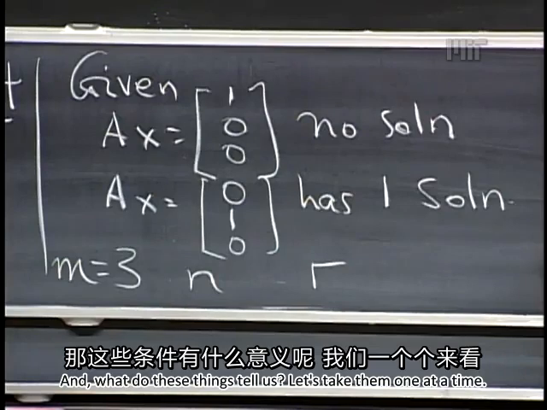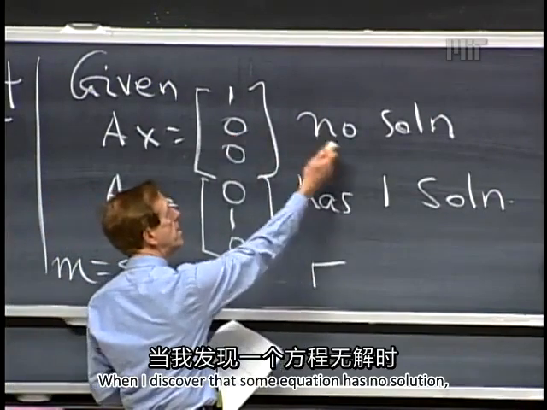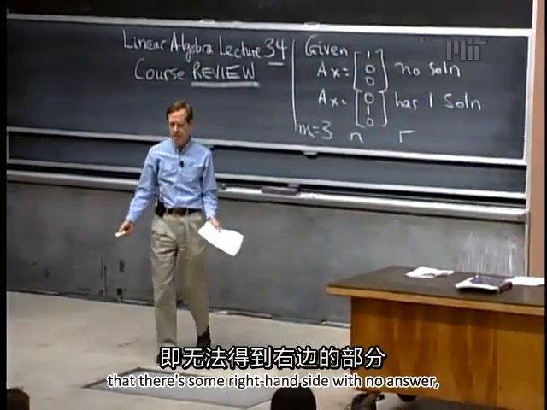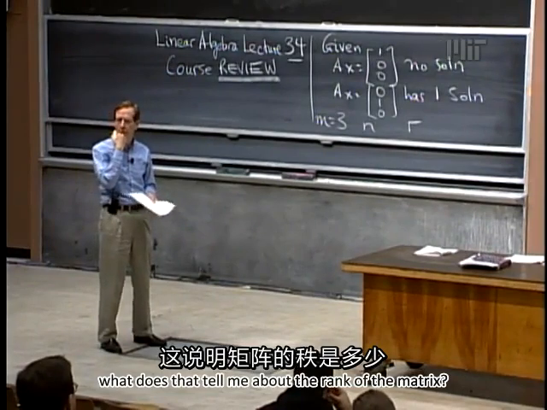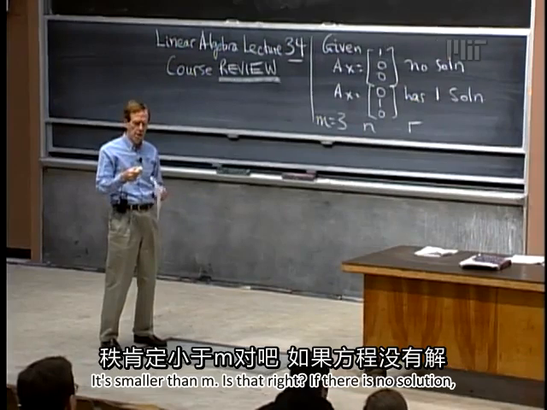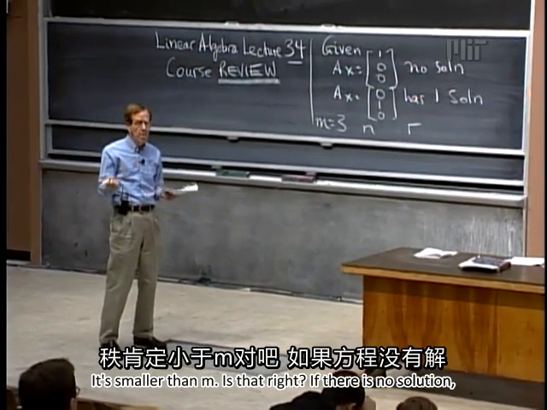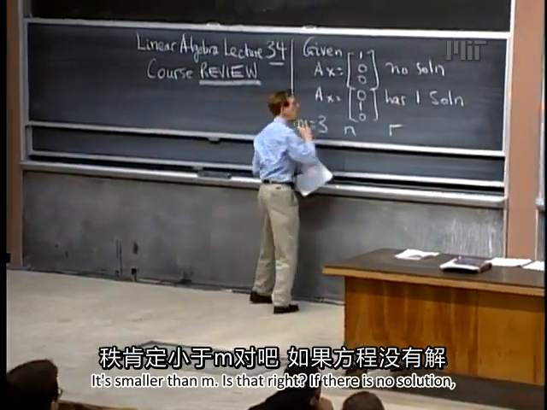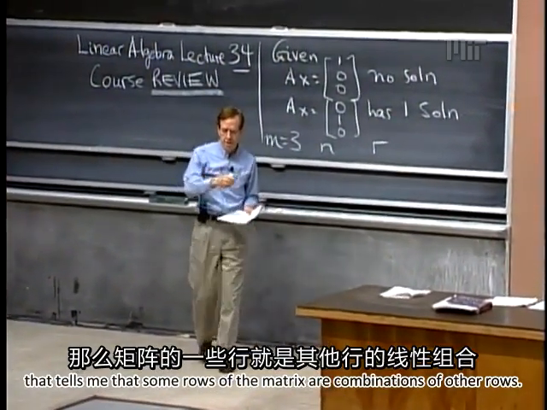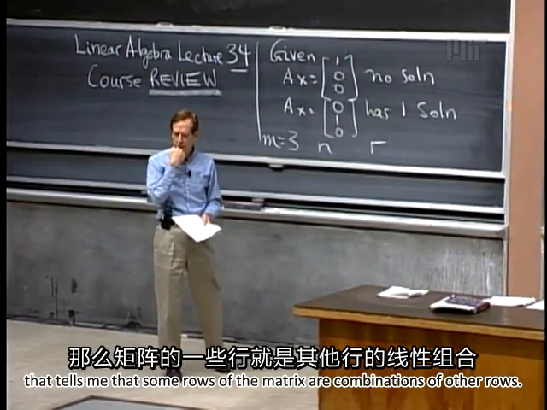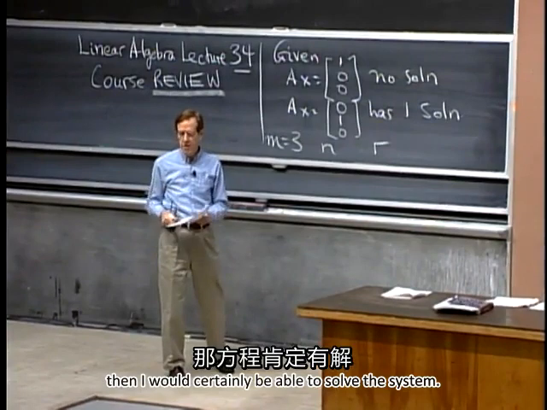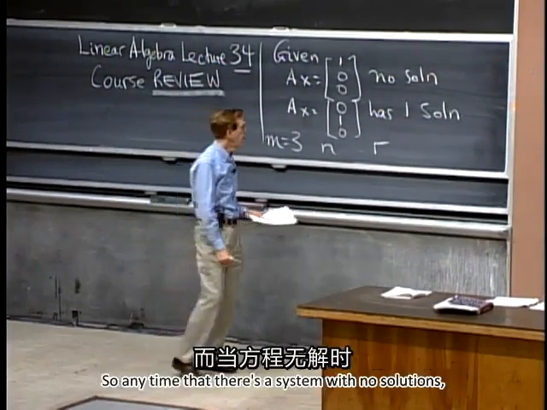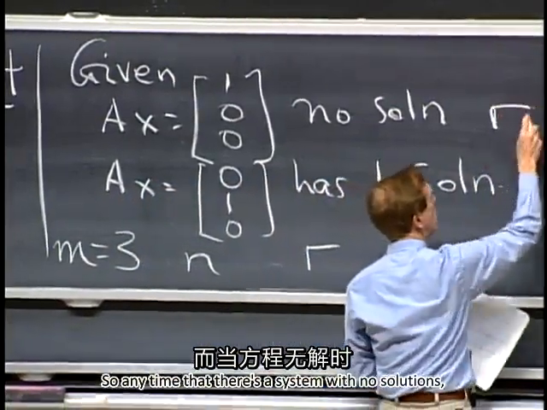Okay. And what do we know about, so what do these things tell us? Let's take them one at a time. When I discover that some equation has no solution, that there's some right-hand side with no answer, what does that tell me about the rank of the matrix? It's smaller than m. Is that right? If there's no solution, that tells me that some rows of the matrix are combinations of other rows. Because if I had a pivot in every row, then I would certainly be able to solve the system. I would have particular solutions and all the good stuff.